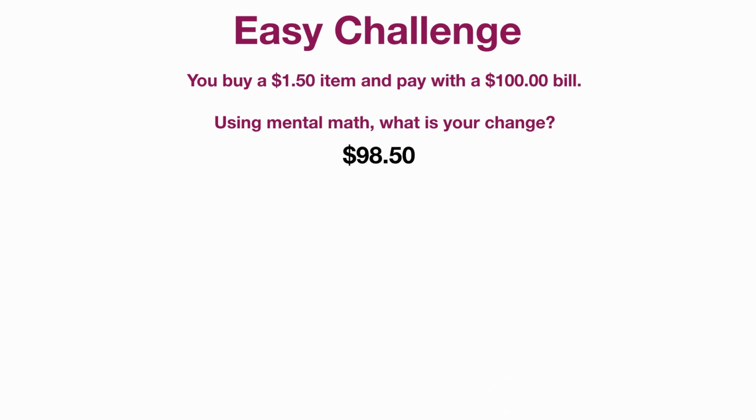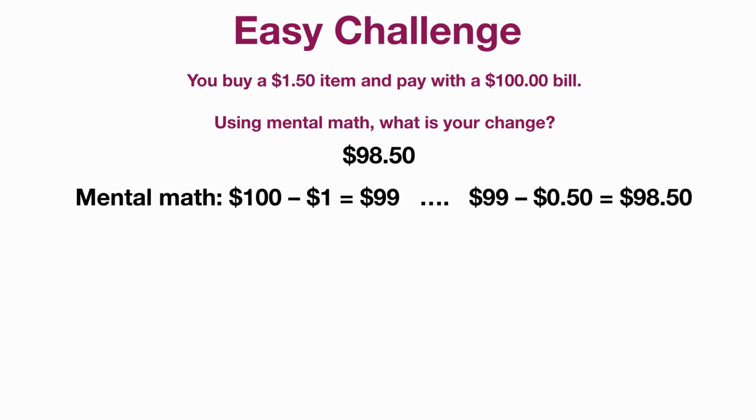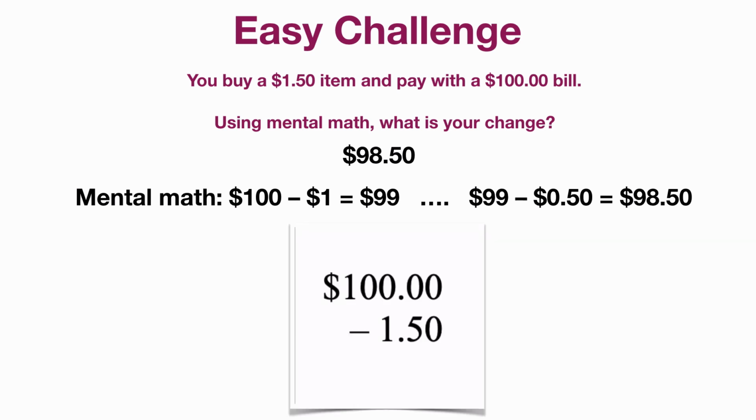Bingo, $98.50. Okay, I think everybody got that without actually doing long subtraction. But what if you were to actually do the long subtraction? What would be your algorithm? Let's do the correct algorithm here. Okay, how are we going to solve this using actual long subtraction? So we're going to start at the right.